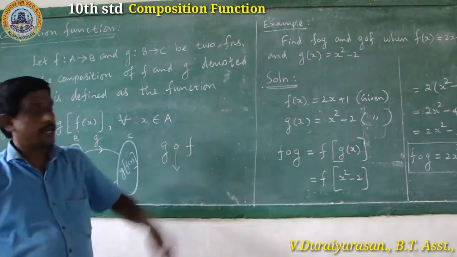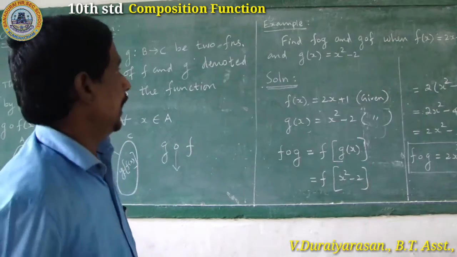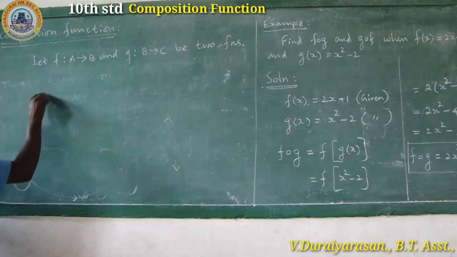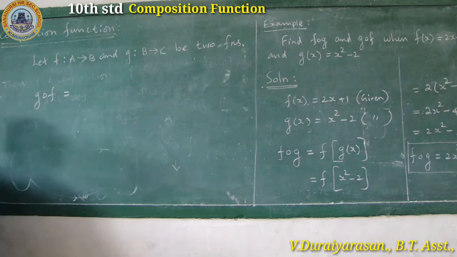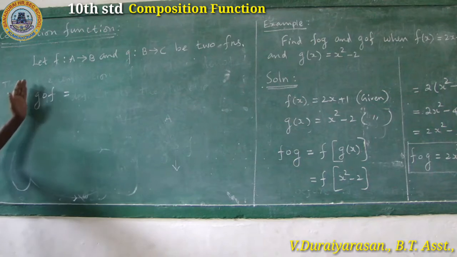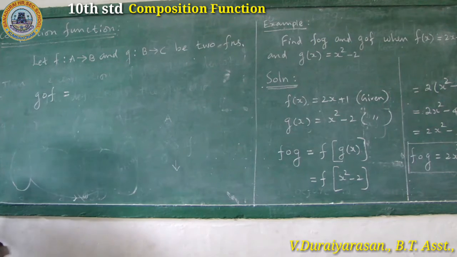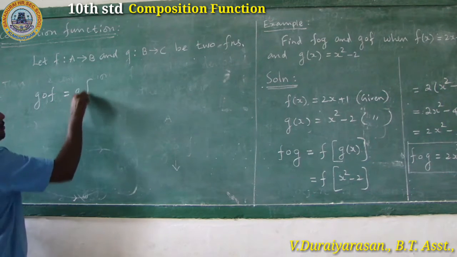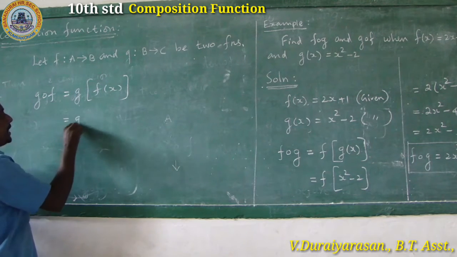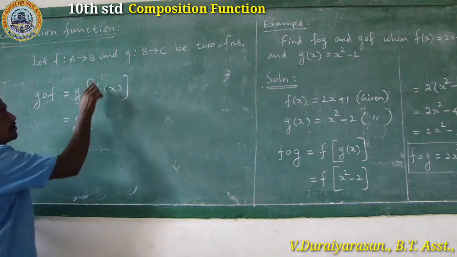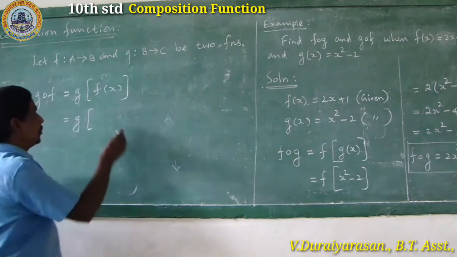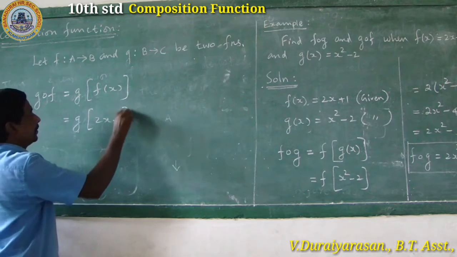The other question is g composite f. What is the definition of g composite f? The other form of g composite f is g of f of x. First, write the f of x value. What is the value of f of x? F of x is equal to 2x plus 1.